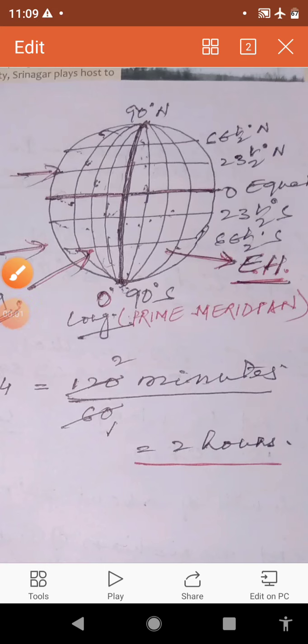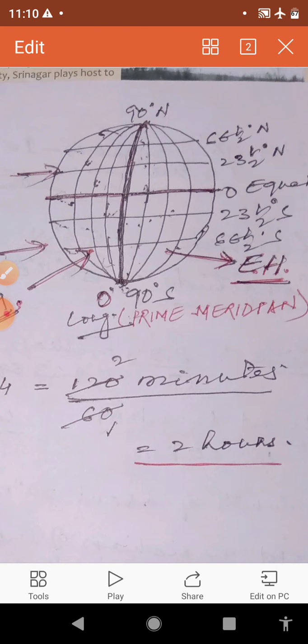Dear students of class 9th, in this video we will revise the lesson of geography. The name of the chapter is India, Size and Location. In the previous two videos, I discussed the chapter in detail. Again, in this video, we will revise some of the important facts related to the chapter.